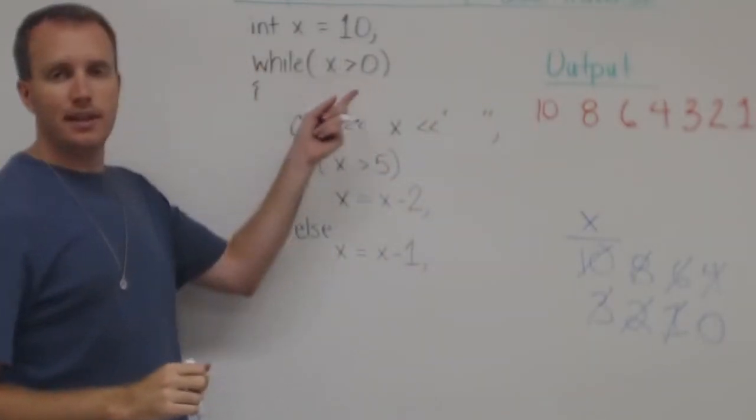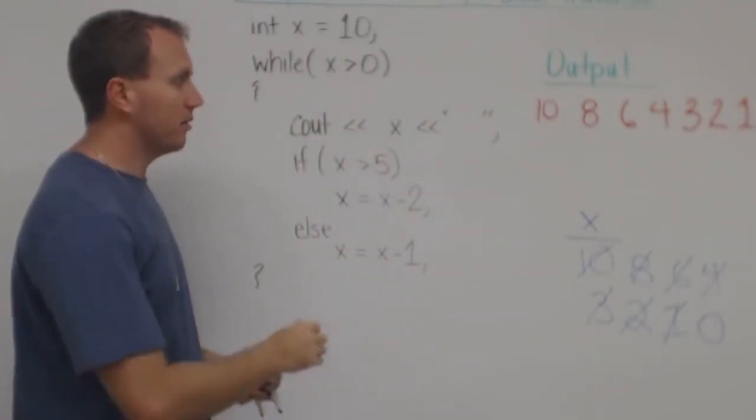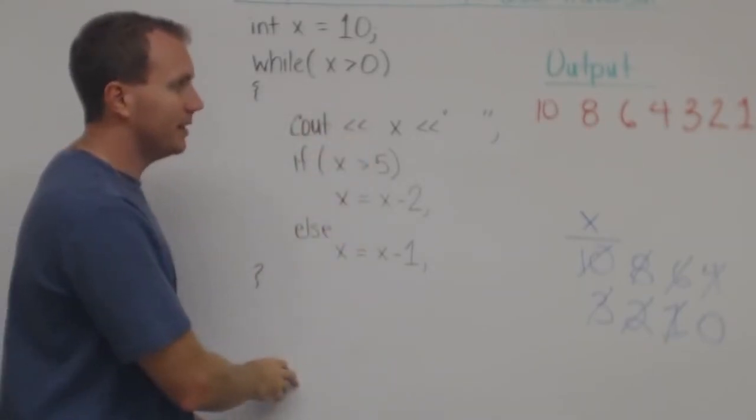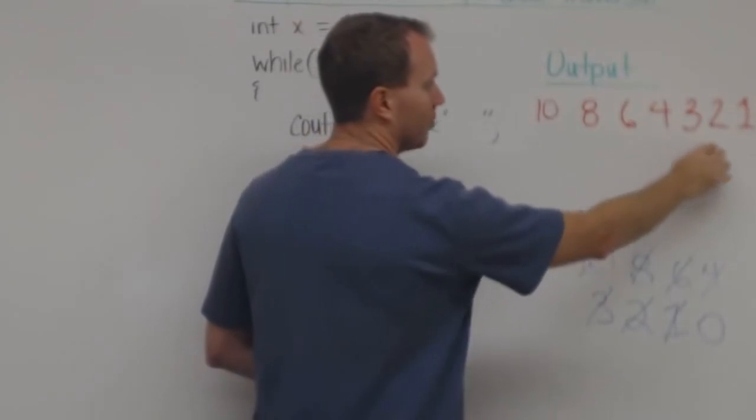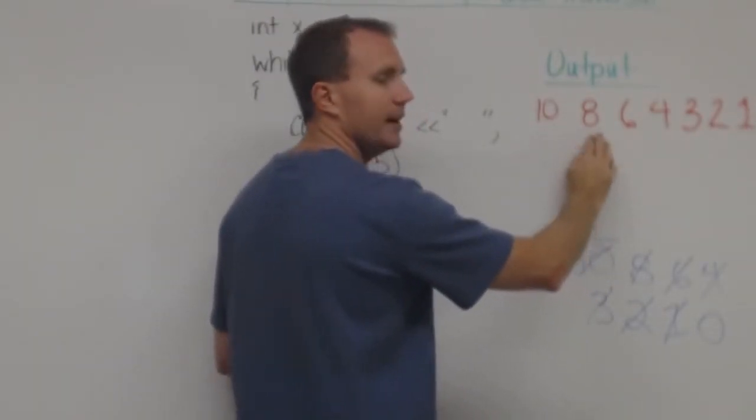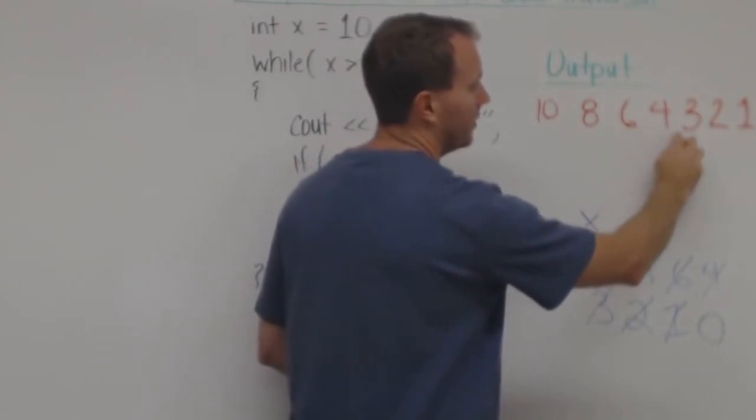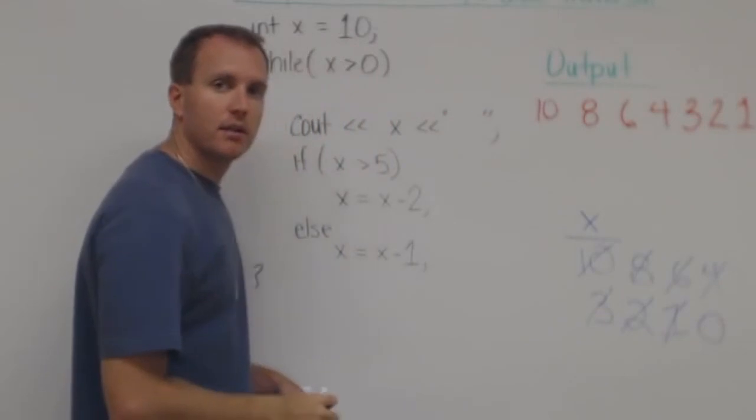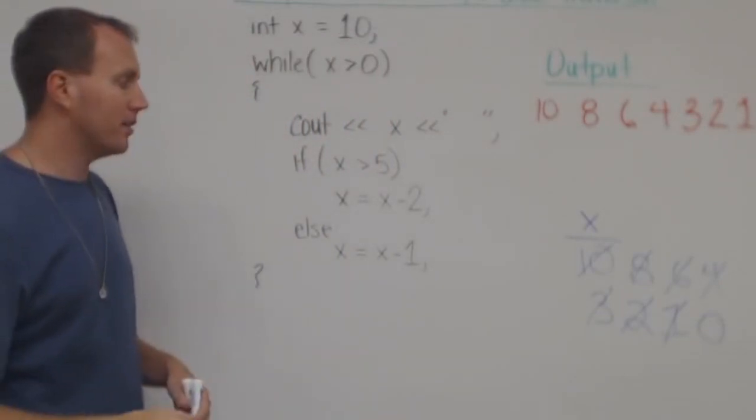Right? So 0 is not less than 0. So we've run through the entire loop. We get to our false and we exit. So each of these is what is output by this loop. 10 space, 8 space, 6 space, 4 space, 3 space, 2 space, 1, and then a space. Right? So every number followed by a space.